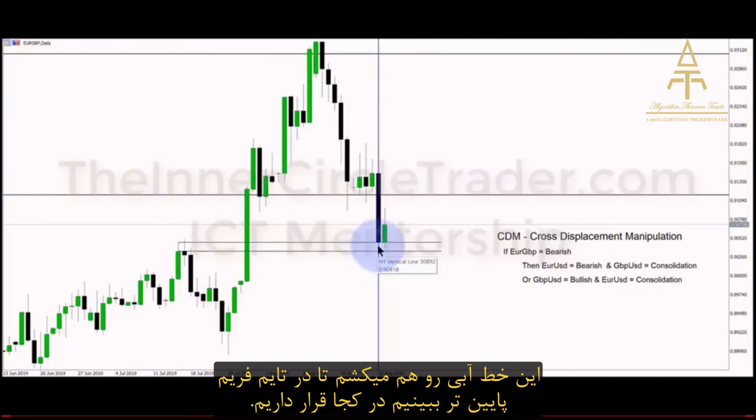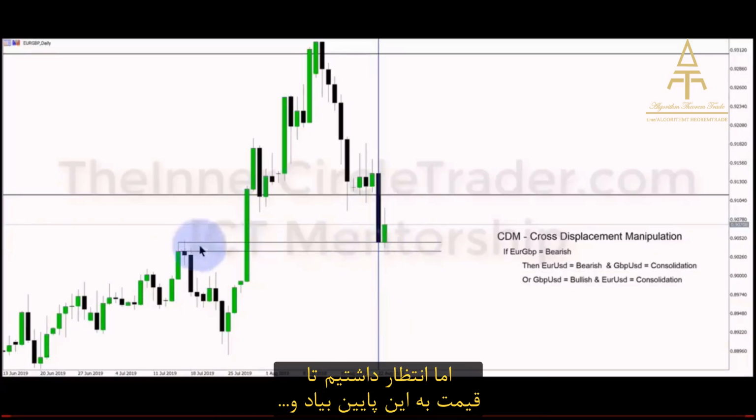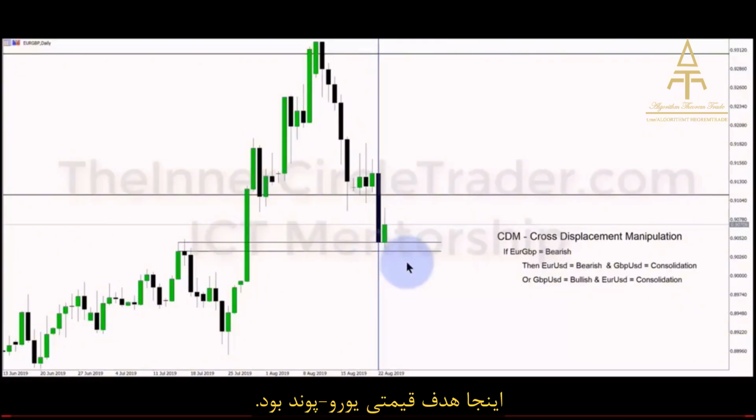And we'll look at the lower time frame in a minute what this blue line is because it's salient to this particular chart. But we were looking for price to reach down into this area here, and that would be the objective for euro pound.